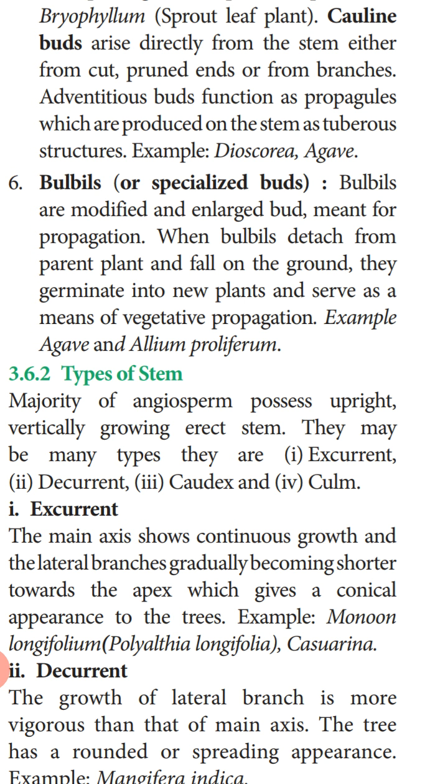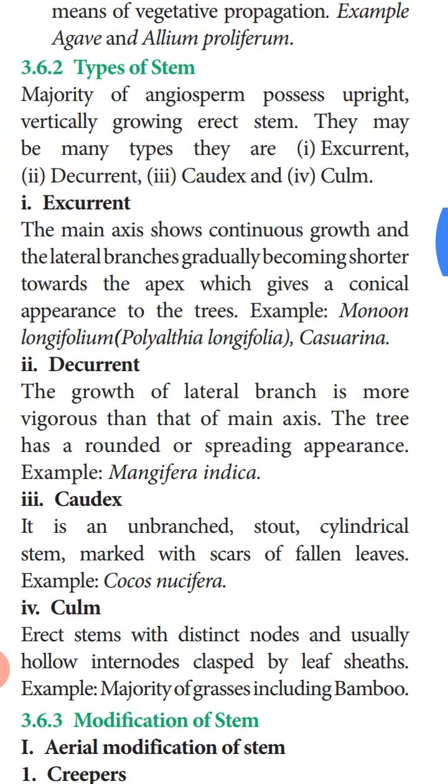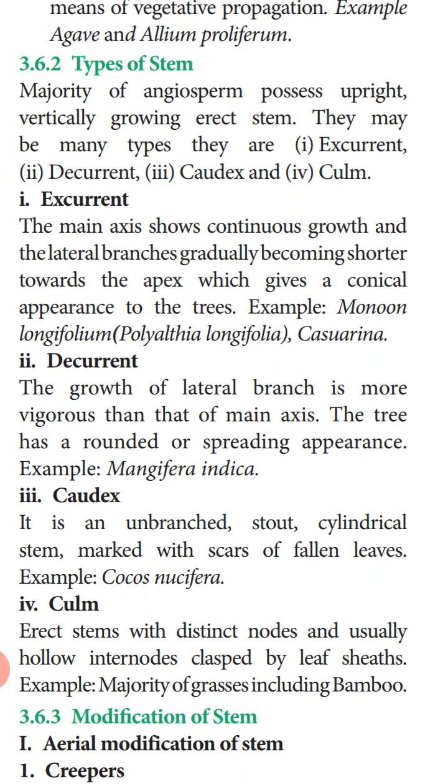Next you are going to study the types of stem. There are four types of stems found in plants. The majority of angiosperms possess an upright, vertically growing erect stem. They may be of many types: excurrent, decurrent, caudex and culm. So excurrent: the main axis shows continuous growth, and the lateral branches gradually become shorter towards the apex, which gives a conical appearance to the trees.